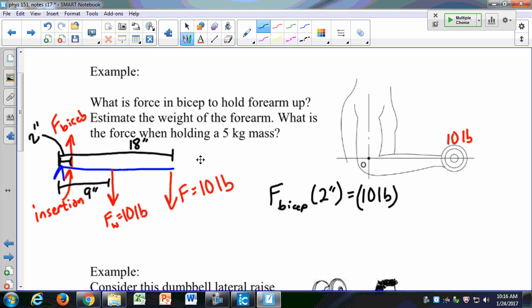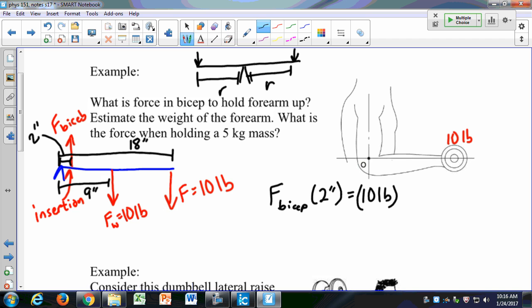Are y'all completely lost? Okay, let me just sort of step back. Remember, we did this. This is a similar problem to what we had done before, where I have a force over here and a force over here. I have some value r here and some value r here. And the way I figured out what one force is, I would say this force times this distance is equal to this force times this distance. We're doing the exact same problem here.